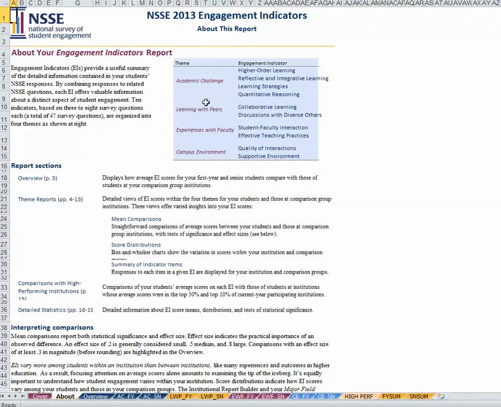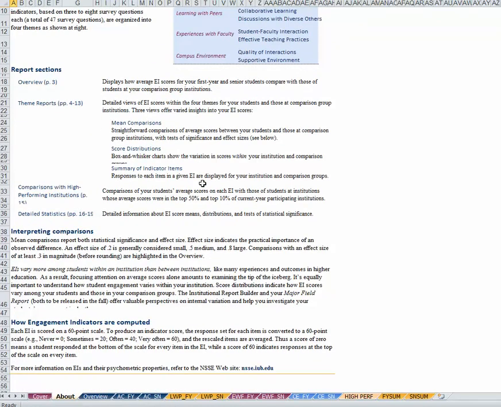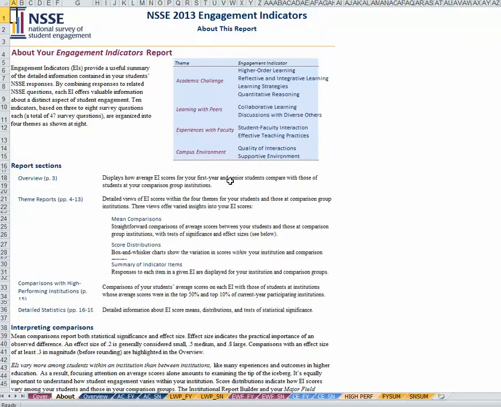You'll see the four main themes are academic challenge, learning with peers, experiences with faculty, and campus environment. Then they have more specific indicators related to that, higher order learning, reflective and integrative learning, and so forth. These more specific areas are what you're going to want to focus on when you're trying to figure out what specific areas we need to work on for improvement. And even from here, over here are the specific items that fit into each of these engagement indicator scales, so it'll be good for you to look through this section as well.